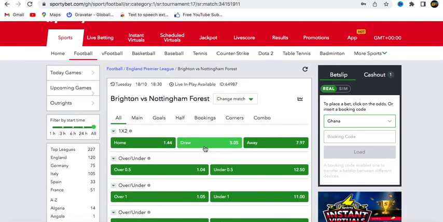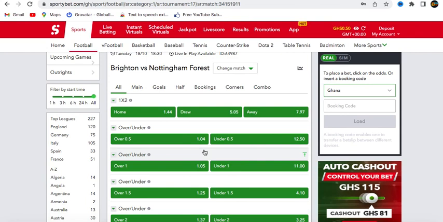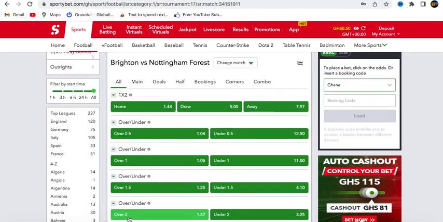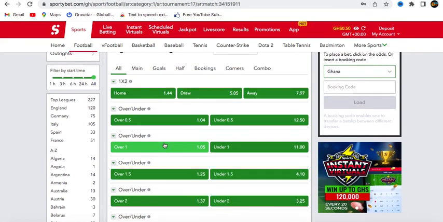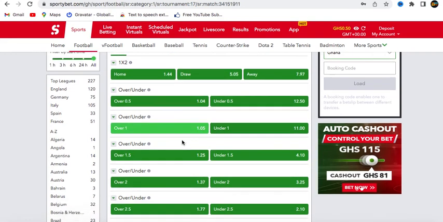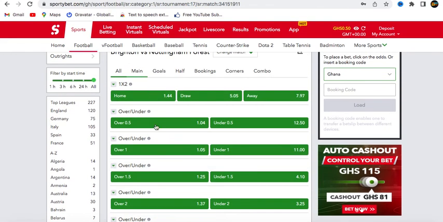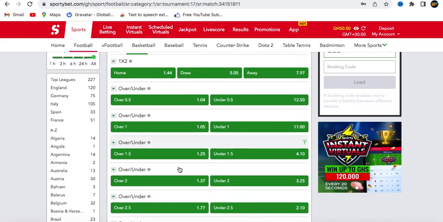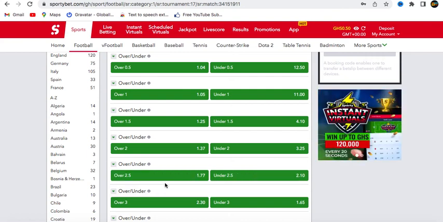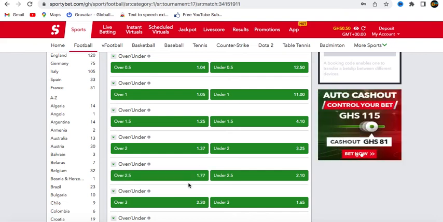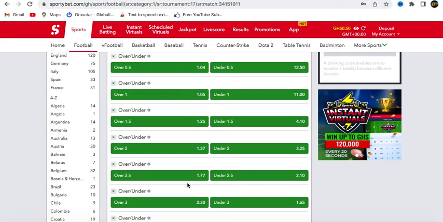So let's say this match is ending up to 3 or 4 goals. That is over 2.5. So let's say at least 3 goals for this match. When you open the match like this, you can see that over 2.5 here is having 1.77 odds, and that is what we want. So Sportybet is saying that this match will end up to at least 3 goals. So who is going to score the 3 goals?